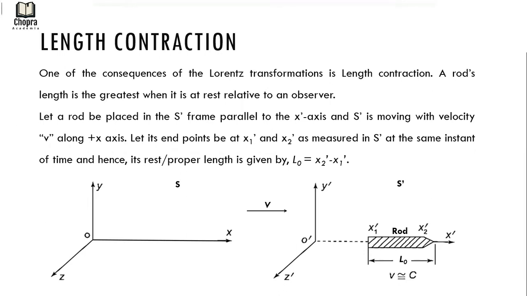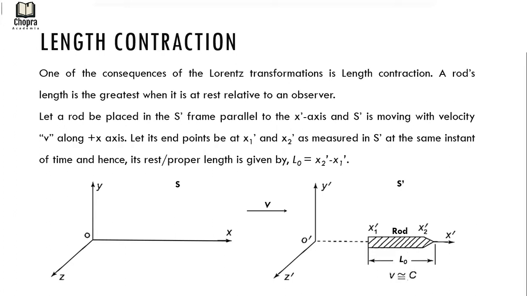So please pay attention here. The rod is effectively at rest with respect to the S dash frame, and the coordinates of the rod are x2 dash and x1 dash with respect to the observer O dash in S dash frame, and this length is called the proper length because the rod is effectively at rest with respect to the O dash observer. So this length is called the proper length, and v is of the order of c.